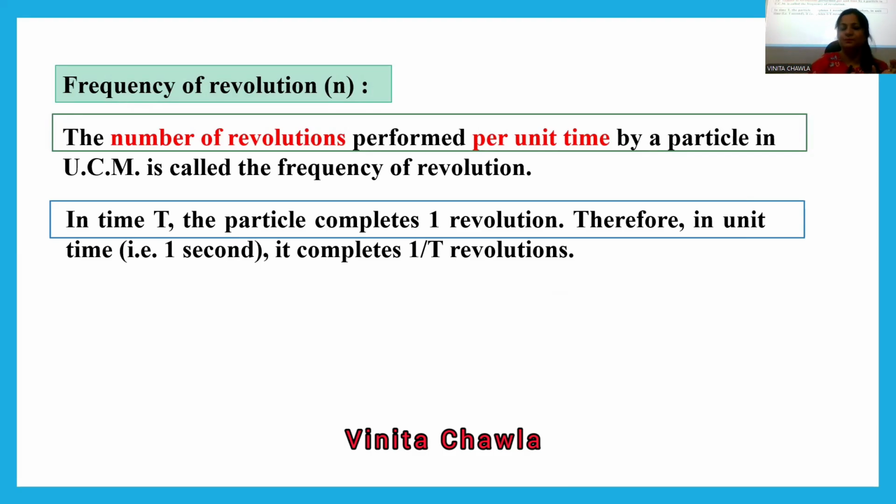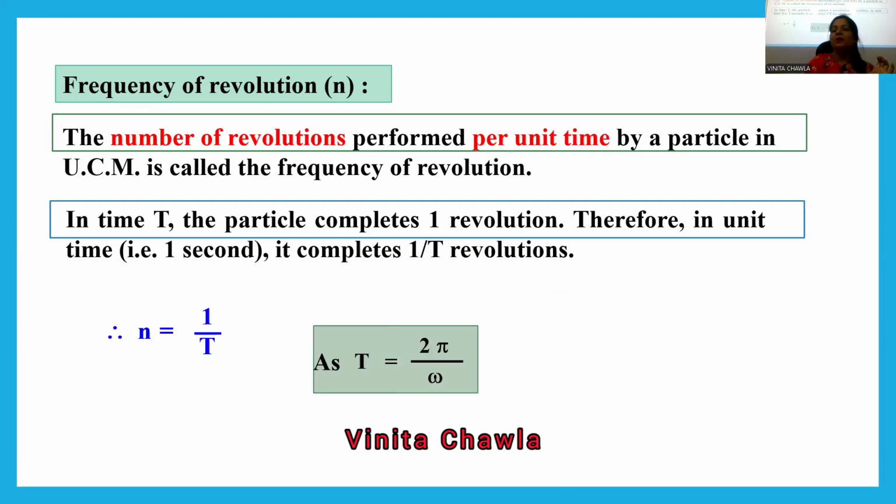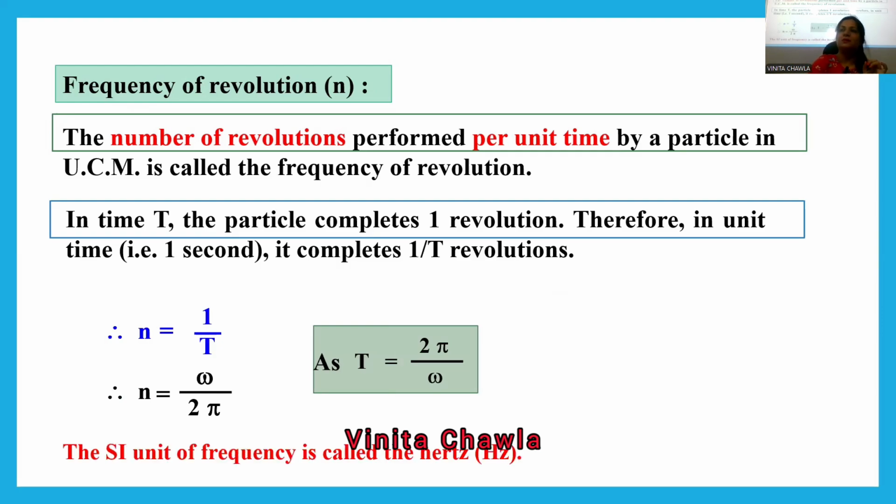1 by T. Okay, so we can write frequency as 1 upon T, and because T is 2 pi by omega, we can write frequency as omega by 2 pi, or we can write omega as 2 pi n. n is frequency, omega is angular velocity. Frequency is the number of revolutions in a unit time. And what is the SI unit of frequency? Hertz. It is denoted by capital H, small z.